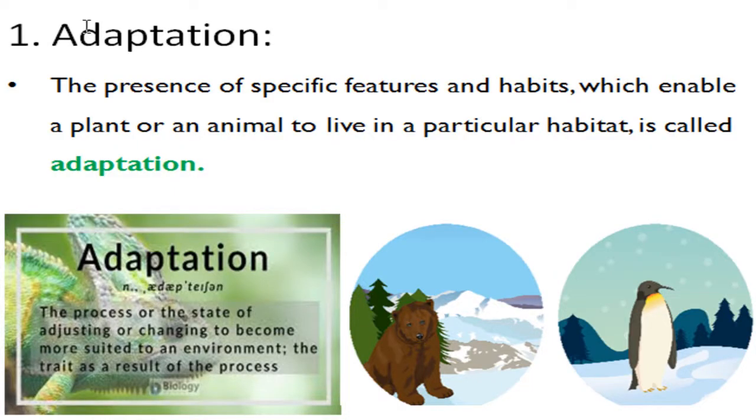Our first keyword is adaptation. The presence of specific features and habits which enable a plant or animal to live in a particular habitat is called adaptation. We can say that the process which enables the organism to adjust to the environment so they can survive in that particular environment is called its adaptation.